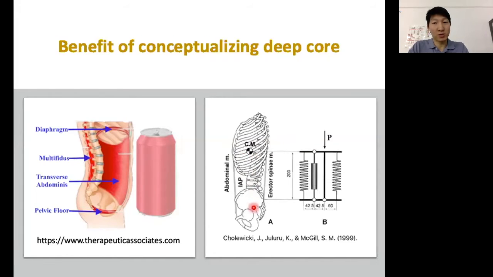The pressure-dependent mechanism of the deep core can mitigate the reliance on the compression-dependent stabilization of the outer core. The pneumatic piston in between the springs in this picture is analogous to the role of deep core mitigating the compression to the spine. Now, importantly, deep core's role for controlling pressure inside the abdomen is closely related to how we breathe.